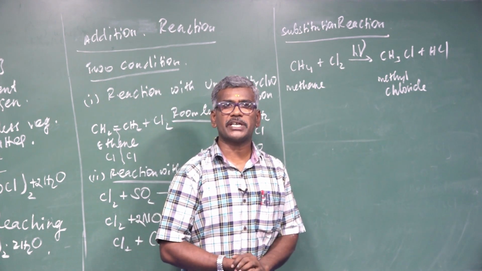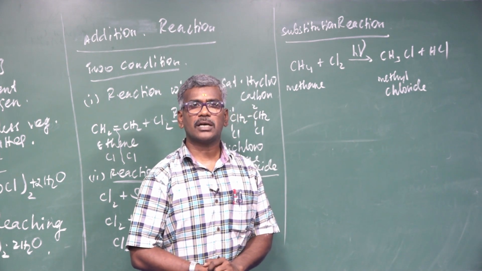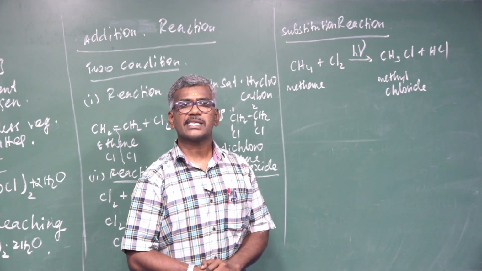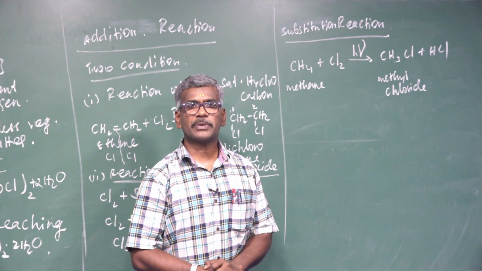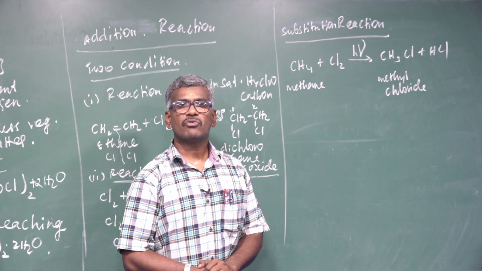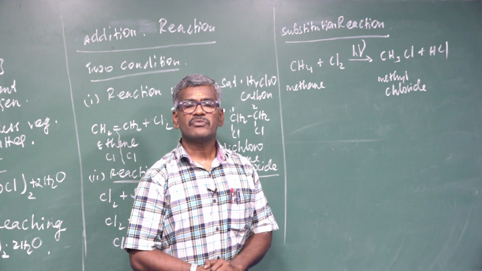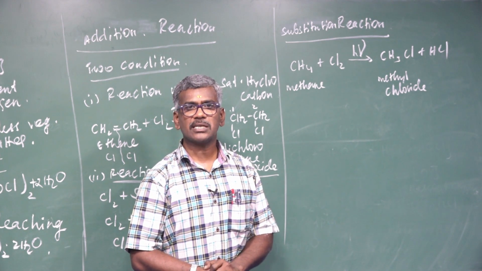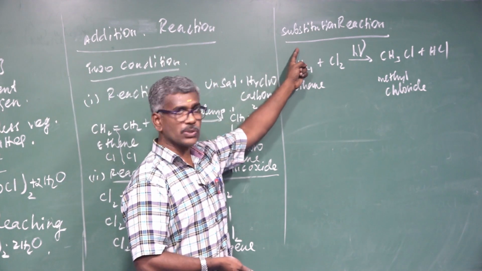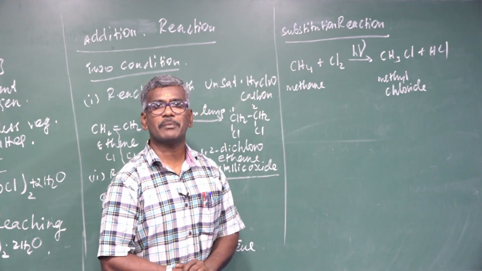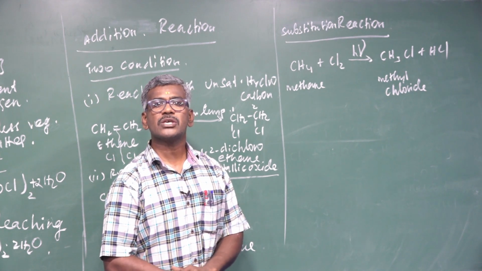First chemical property, reaction with metal, non-metal and metalloid. Second chemical property, affinity for the hydrogen. Third chemical property, reaction with the alkali. Fourth one, oxidation property. Fifth one is bleaching action. Sixth one is addition reaction. Seventh one is what? Substitution reaction. These are the chemical properties of chlorine. Next, uses of chlorine.